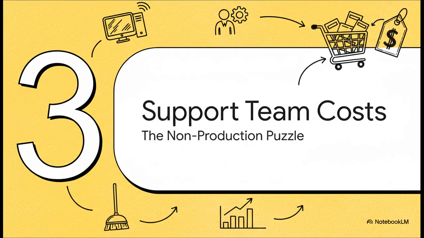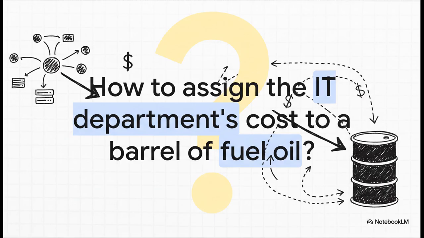Okay, our final piece of the puzzle. This one's about those departments that are absolutely essential to the business, but don't actually make anything. I'm talking about IT, human resources, or the custodial teams. Somehow, their costs have to find their way into the final product price too. So, yeah, how exactly does the salary of an IT guy find its way into the final cost of a barrel of fuel oil? I mean, it seems totally disconnected, doesn't it? But finding that link is absolutely critical.